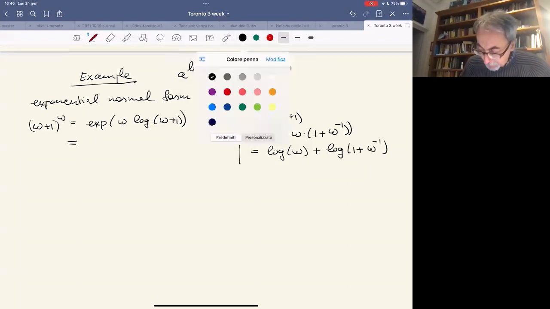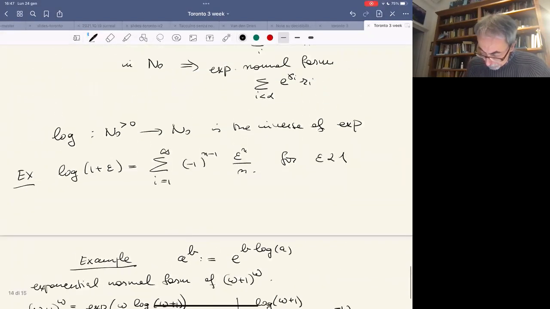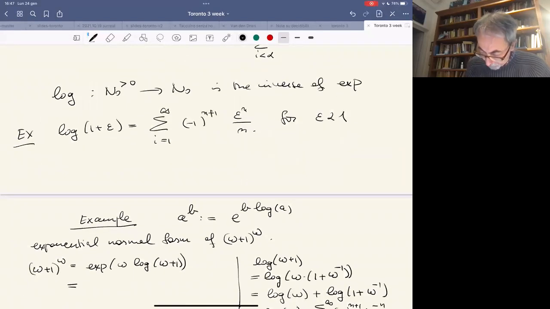Now omega to the minus one is infinitesimal, so I can apply the Taylor formula. So this is log of omega plus the sum from n equal one to infinity of minus one to the n plus one, omega to the minus n over n, I suppose. Did I write it well? Yeah. Minus one to the n plus one is the same.